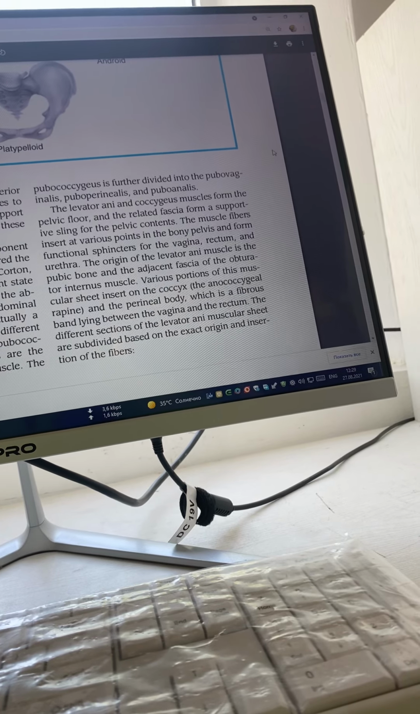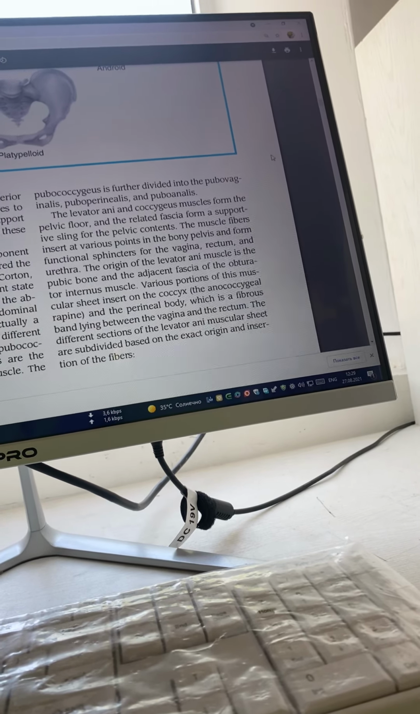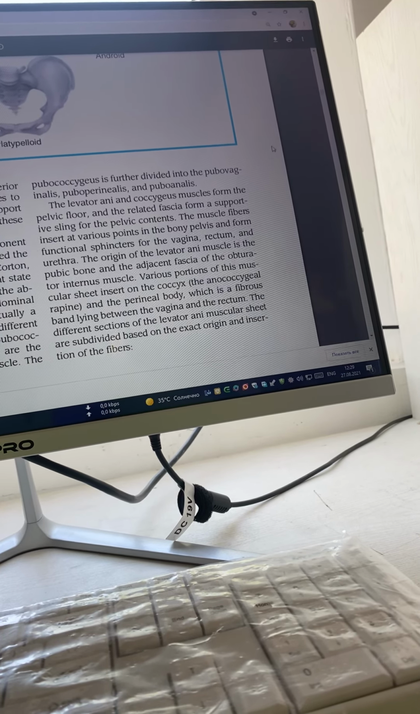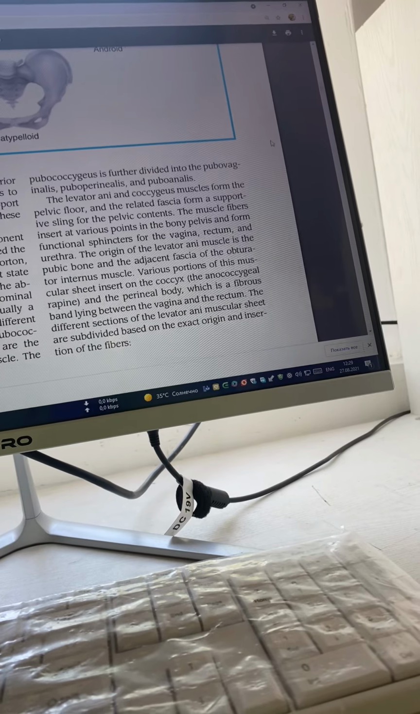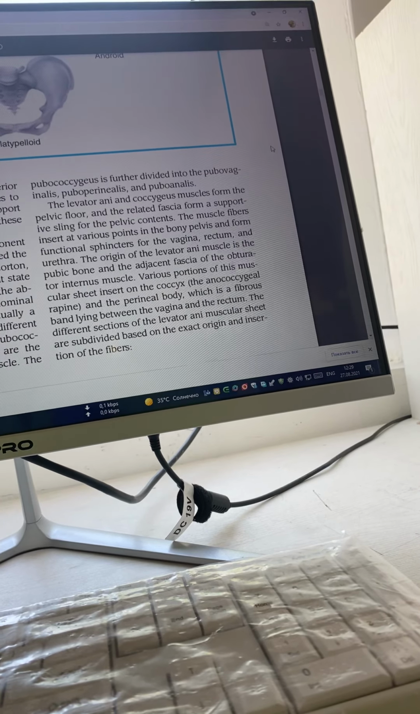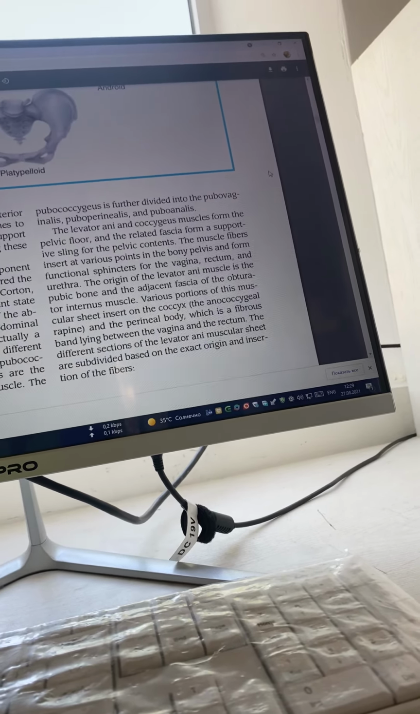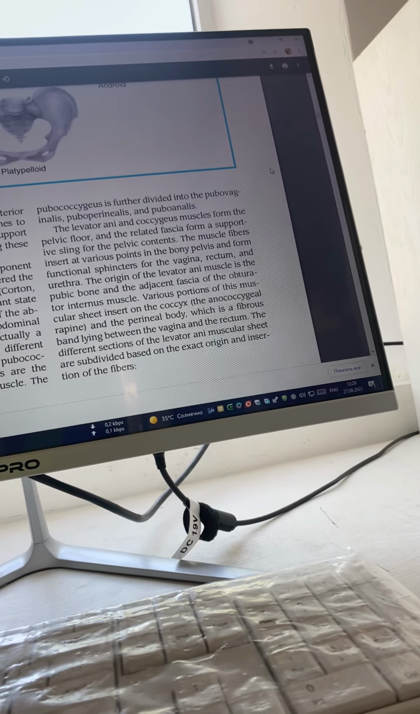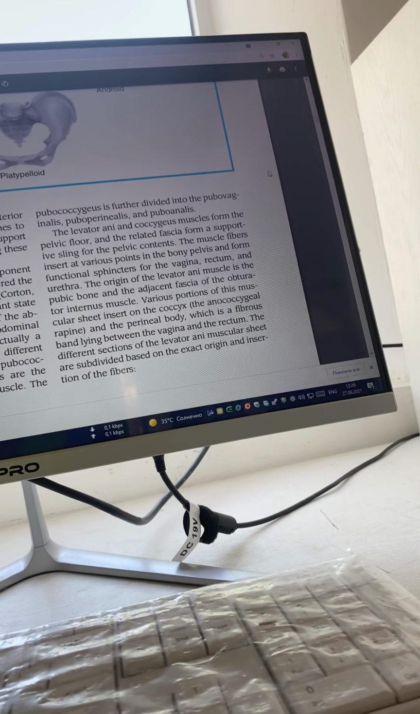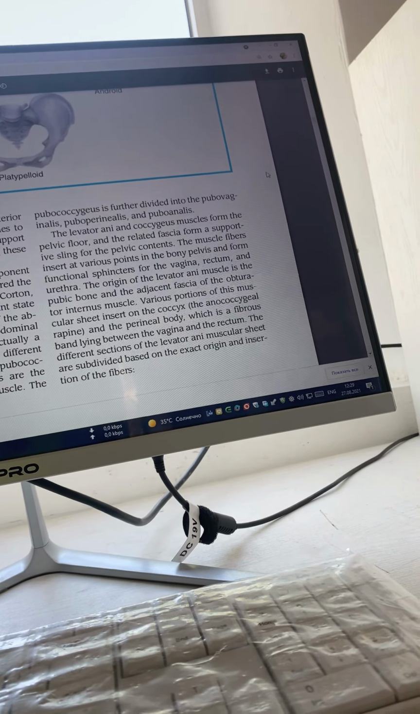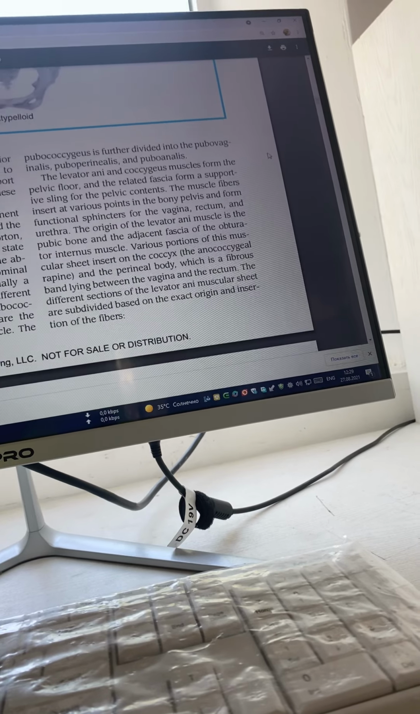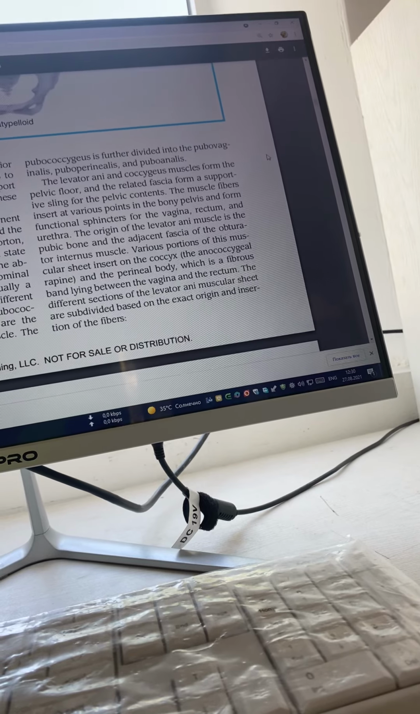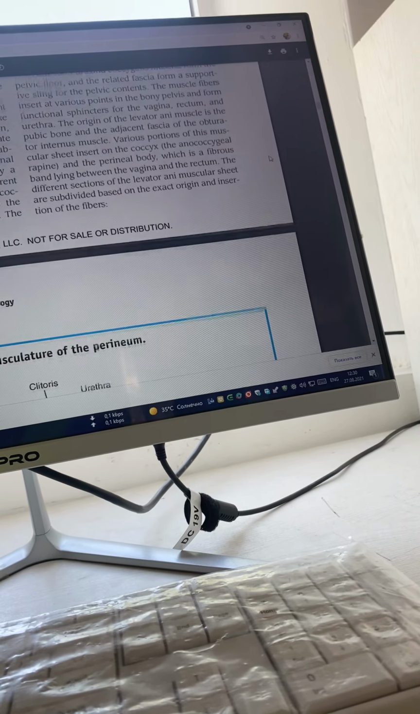The origin of the levator ani muscle is the pubic bone and the adjacent fascia of the obturator internus muscle. Various portions of the muscular sheet insert on the coccyx, the anococcygeal raphe, and the perineal body, which is a fibrous band lying between the vagina and the rectum. The different sections of the levator ani muscular sheet are subdivided based on the exact origin and insertion of the fiber.